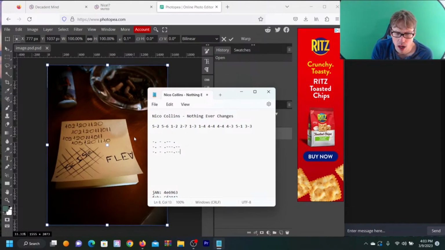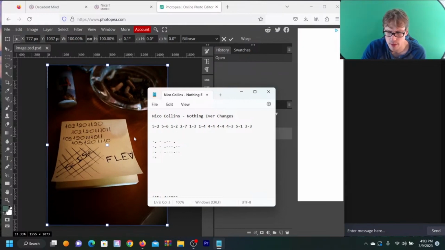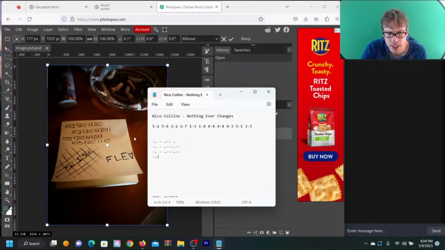Okay. Dash dot 3. Put an exclamation point for confusion. Dash, space, dot dash dash dot.